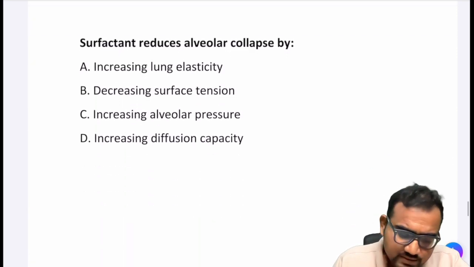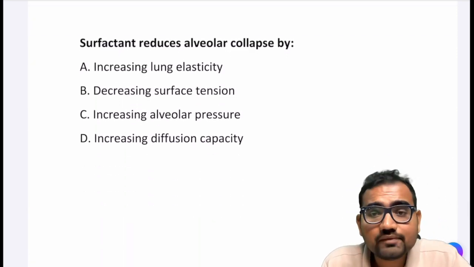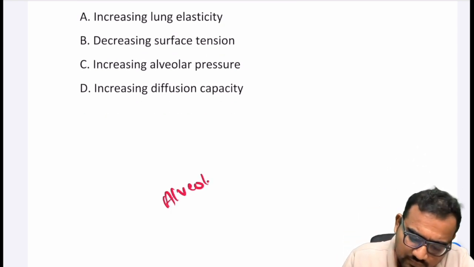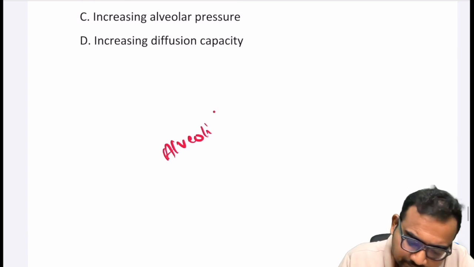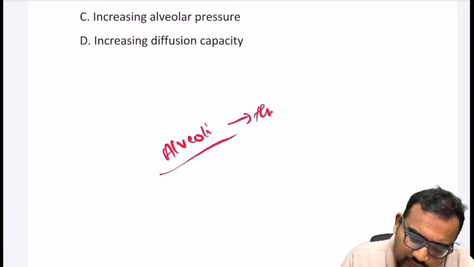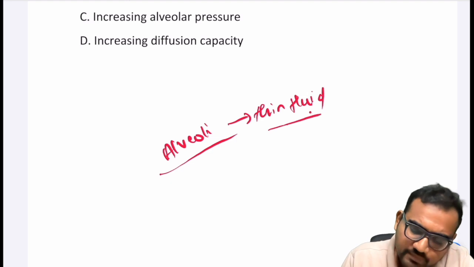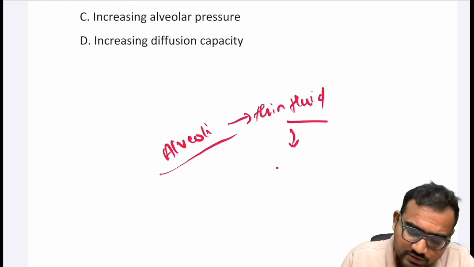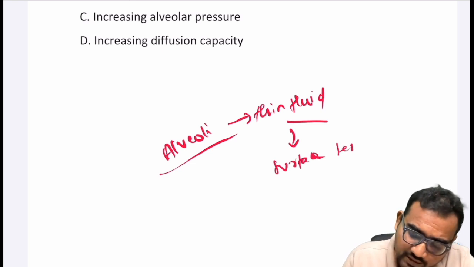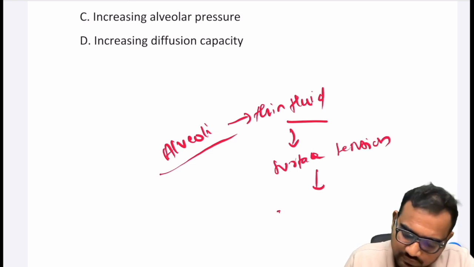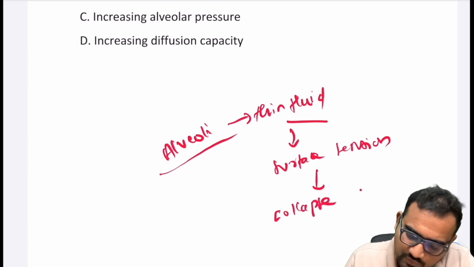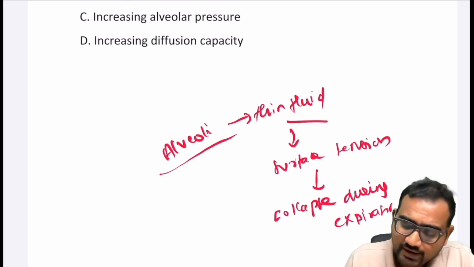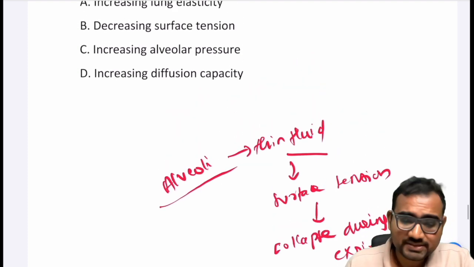So the next question will be, surfactant reduces the alveolar collapse. See, basically, if you look at the alveoli, they are lined by a thin fluid. This thin fluid causes surface tension and might even collapse during expiration. So these surfactants are pulmonary surfactants.